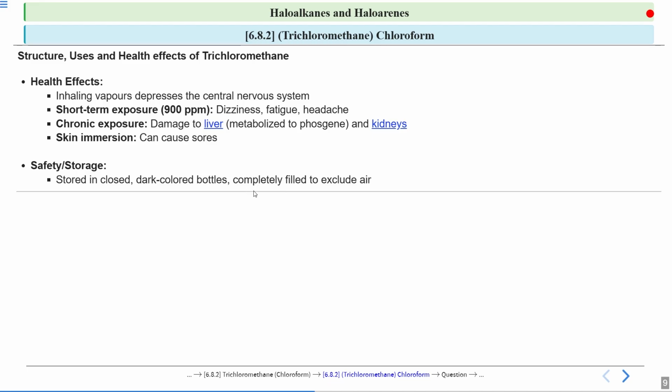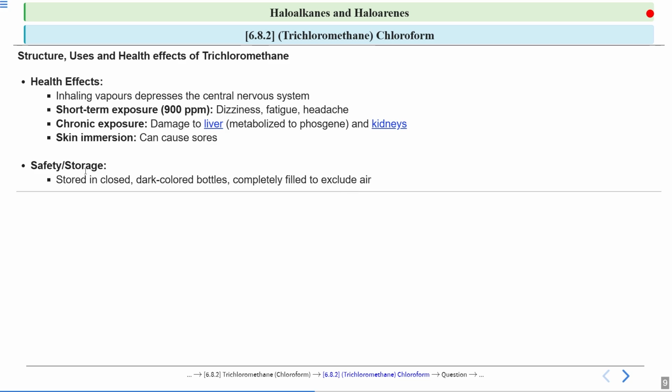Now the third thing is completely filled to exclude the air. When you are transferring the chloroform into the container, you have to fill the container up to the brim. You have to completely fill the container so that none of the air can enter or get packed inside your bottle, so that air cannot react with the chloroform and form a poisonous gas as a product, which will also be dangerous.